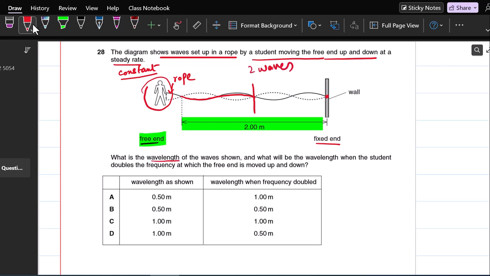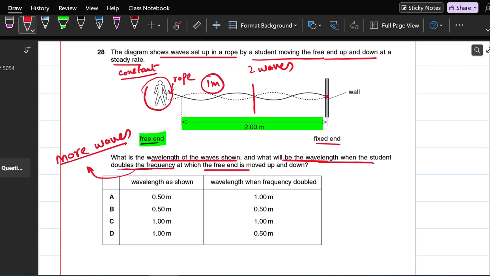So what is the wavelength of the wave shown? Wavelength is the distance between two consecutive points. So it should be half of this: two waves are there, so 1 meter. What will be the wavelength when the student doubles the frequency? Doubling the frequency means more waves are going to be produced. So when the frequency at which the free end is moved up and down is increased, wavelength decreases.